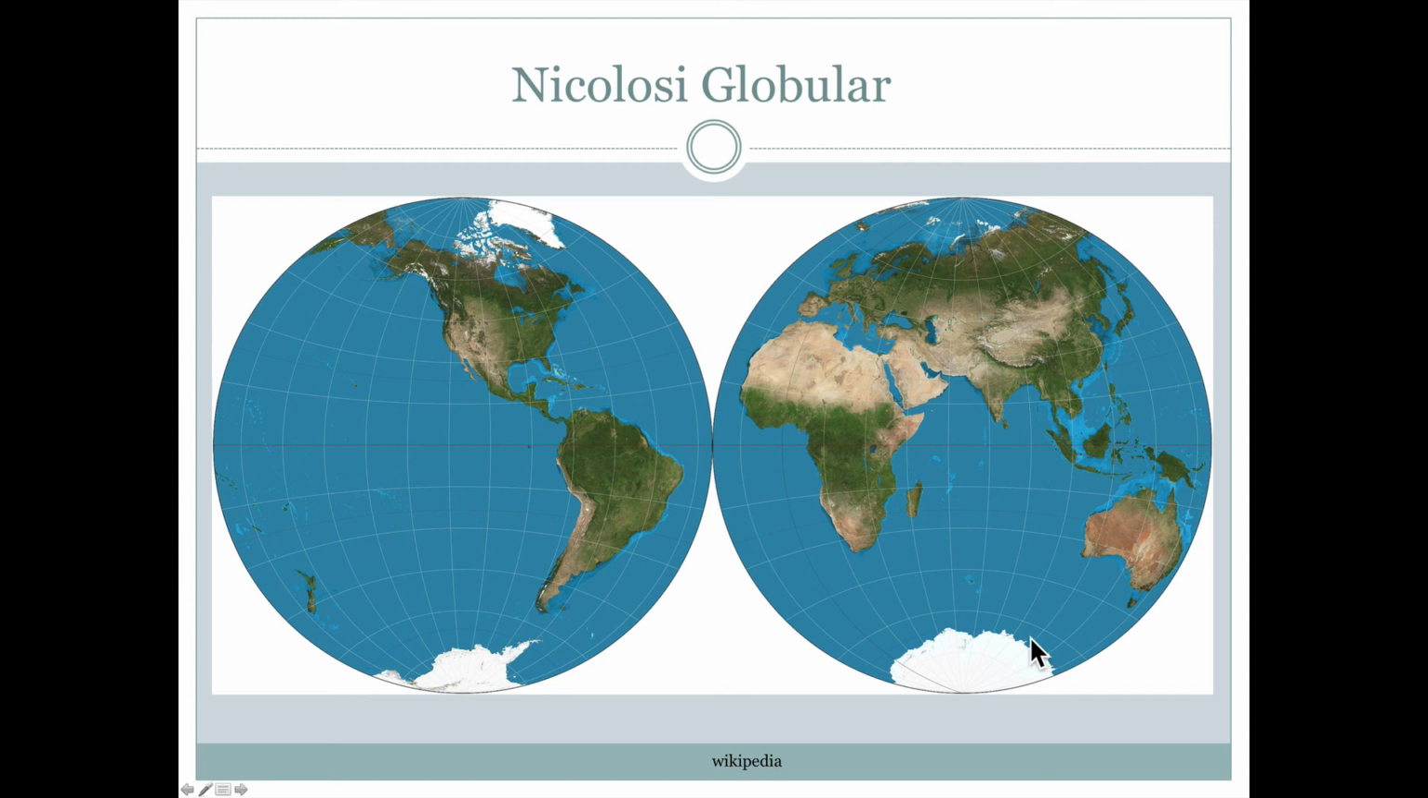Once again, now we have curved lines of latitude and curved lines of longitude. Maybe it looks a little more realistic, but this is just another way to get the entire globe onto one piece of paper as a single map projection.